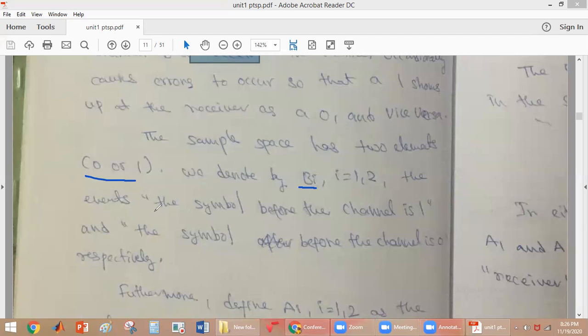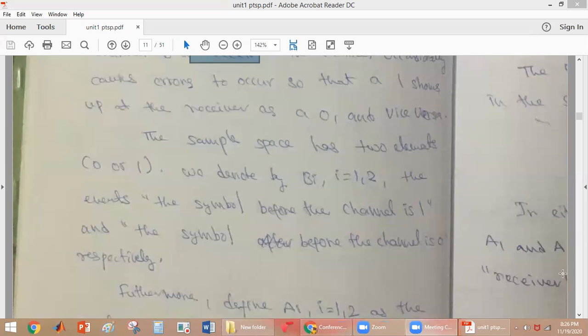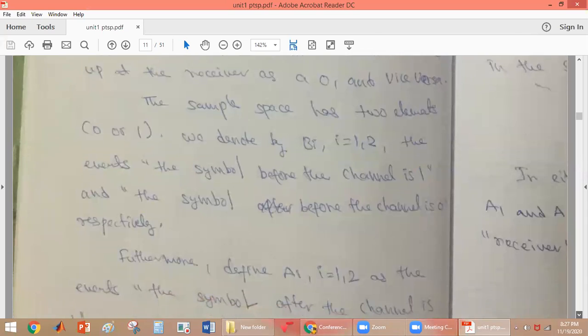What is b1 here? The symbol before the channel is 1, because you are transmitting 1. So at the transmitter, that value 1 is nothing but b1. If the symbol before the channel is 0, then that is b2. So these are the two symbols we are using at the input side, b1 and b2. b1 is for 1 and b2 is for 0.